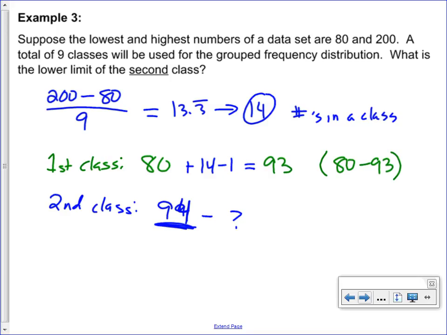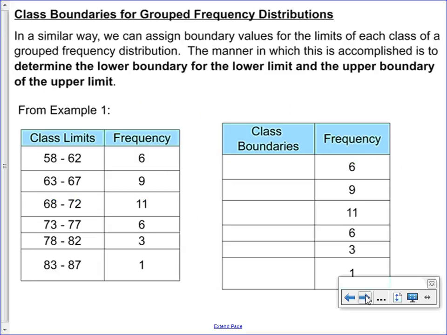Kind of like can't really have 3.2 kids. Okay, alright. Okay, here we go. The difference between a limit and a boundary. Okay?